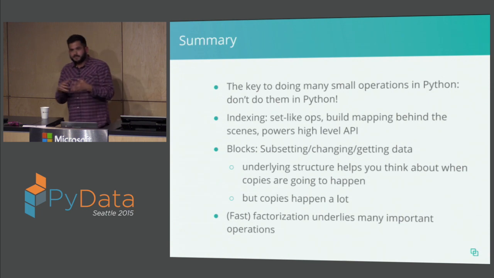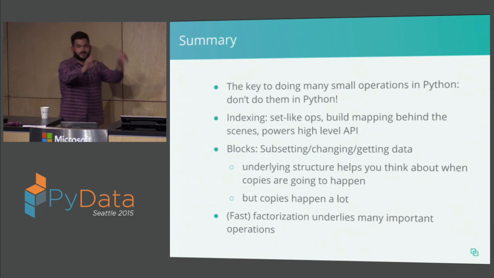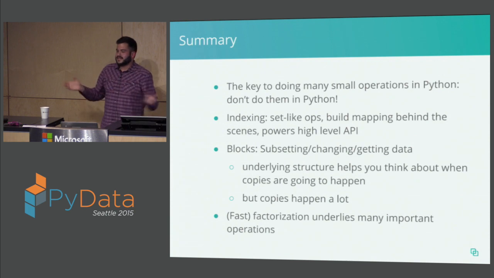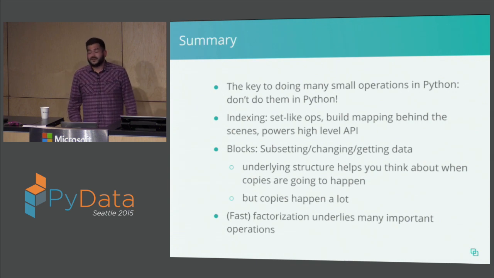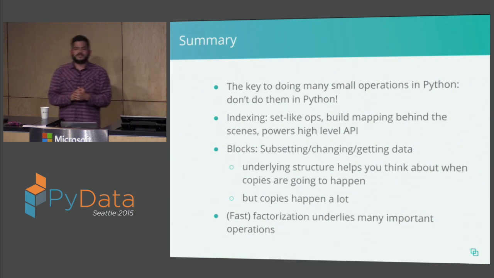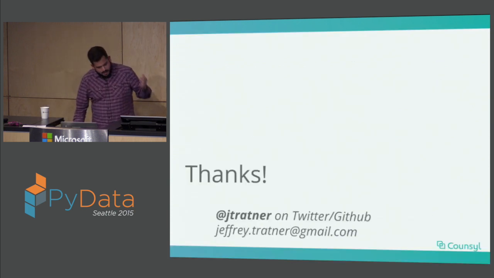The underlying structure helps you think about when copies are going to happen, because it makes it clear that when you're combining different dtypes together, that's when you're going to end up with copies, or when you're doing fancy indexing. But just as an aside, copies happen a lot. If you're using pandas, you have to be prepared that that's the case, and there are definitely a lot of cool alternatives that handle that particular situation better. And then finally, factorization is this interesting algorithm going on behind the scenes in pandas and powers the fast group by operations that you have.